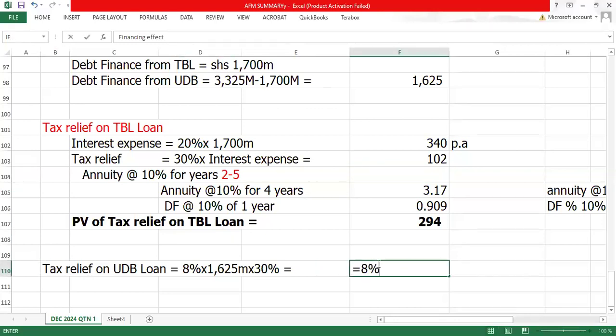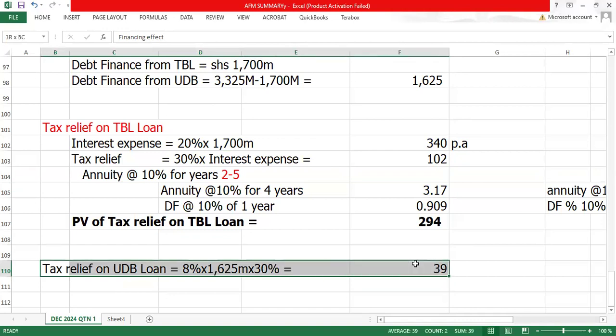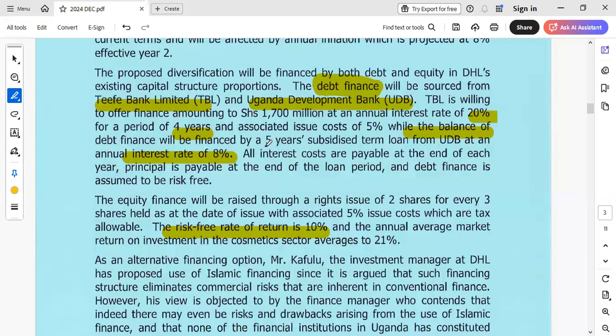So here it's 8% times 1,625 times 30%. So that is the tax relief. Now, after knowing the tax relief, I must discount it. This loan was for how many years? It was a subsidized loan of 5 years. Remember, if it is 5 years, tax is a year in arrear. So you have to add 1 year.